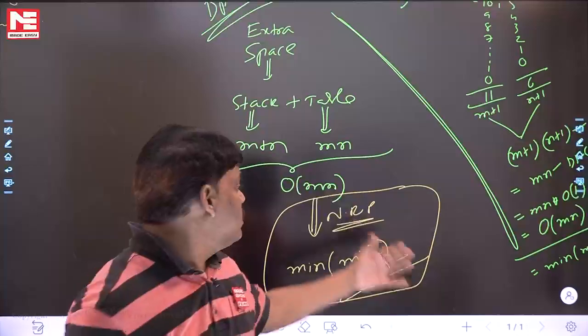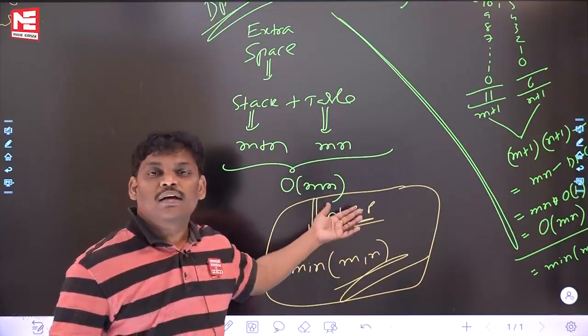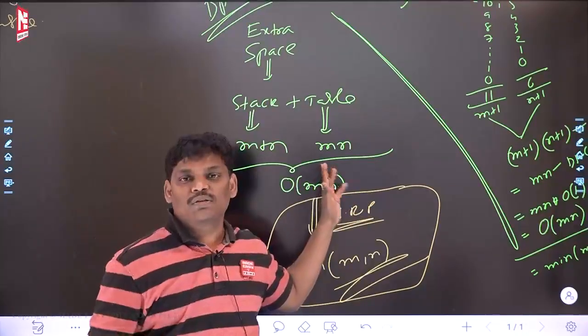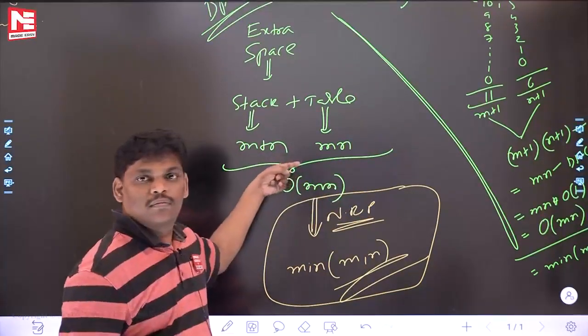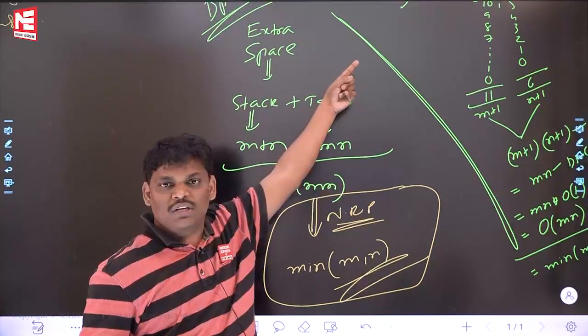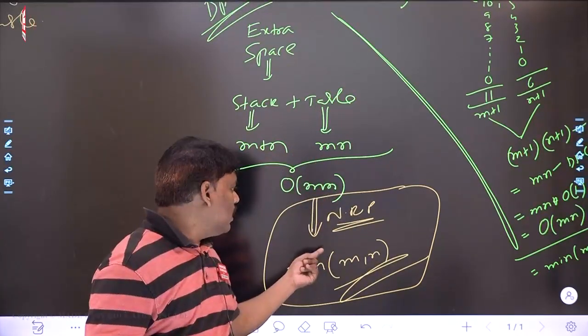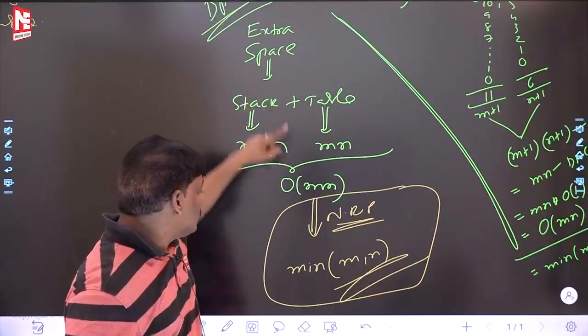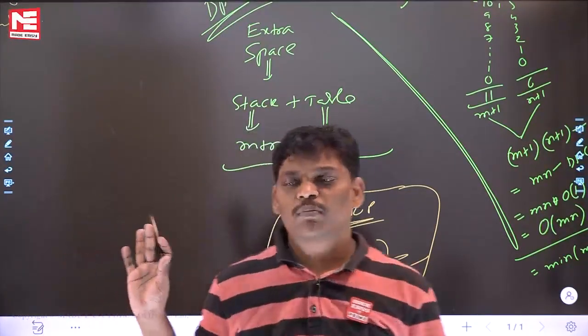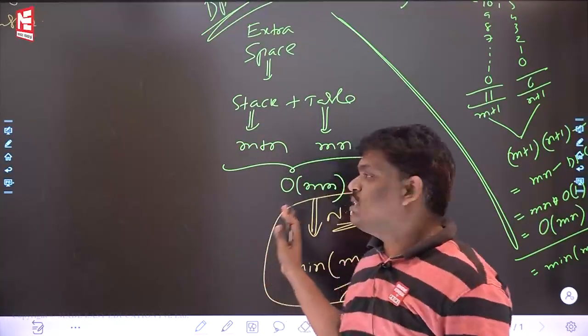Can you help me now? If I don't say this line, what will you say? LCS problem, extra stack space using dynamic programming, mn. Using a non-recursive program, same dynamic programming, if you write non-recursion, extra space becomes minimum of m comma n. Please be careful. So this is the story now.